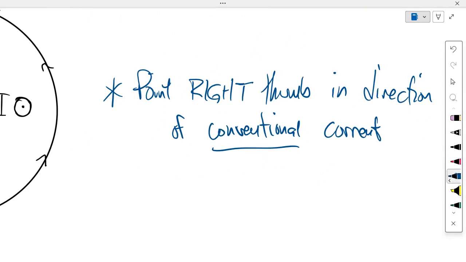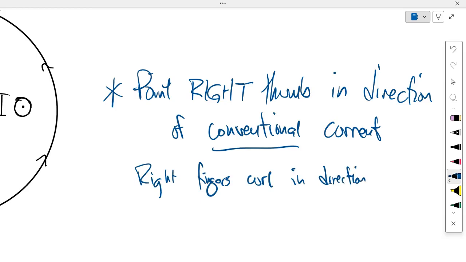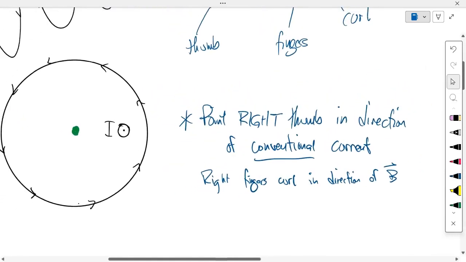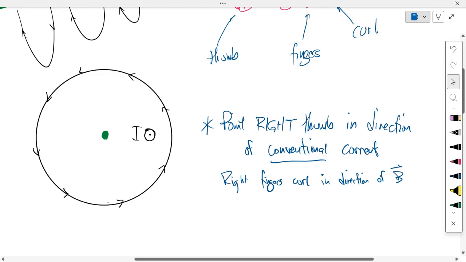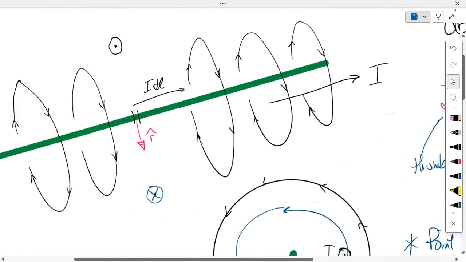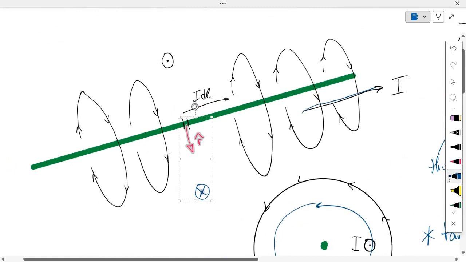You do that, and your right thumb, your thumb in the direction of current, sure. Your right fingers curl in the direction of the magnetic field. That's a right-hand rule for current carriers. So here, look, we point our right thumb out of the page, and our fingers, when we curl them up, wrap around that way. Right? Sure. And here we put our right thumb pointing that way.